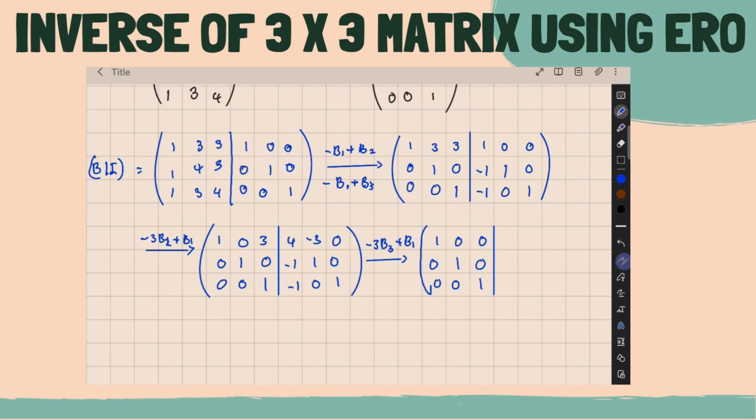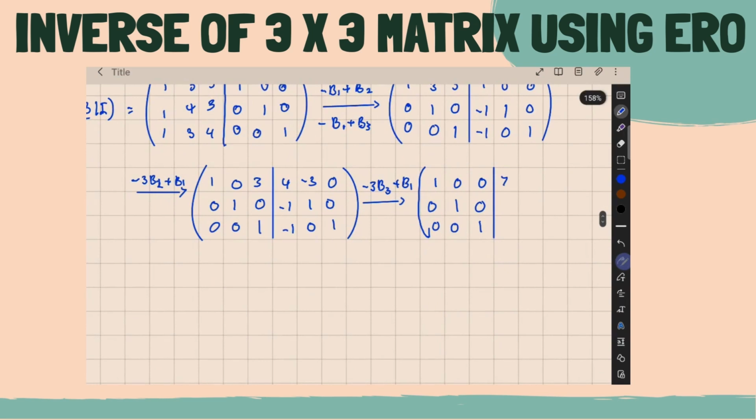That means it has an inverse. So the final answer will be 7, negative 3, negative 3, negative 1. Again, the only row that will be changed is the first row. So the first row will be negative 7, negative 3, negative 3. And the rest will be the same as the previous matrix.